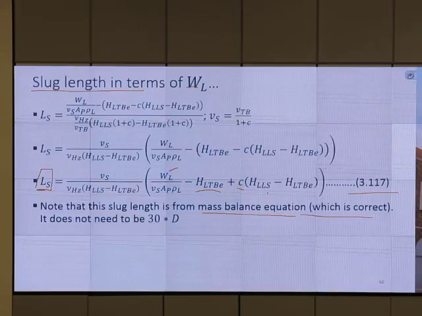Typically, in most correlations, closure relationships say slug length is 30 diameter. Okay, that's from the closure relationship. From your observation, it doesn't matter how big the pipe is, doesn't matter how much the viscosity is, which is not true. Okay, so if you want to get the true slug length, this is what it is.